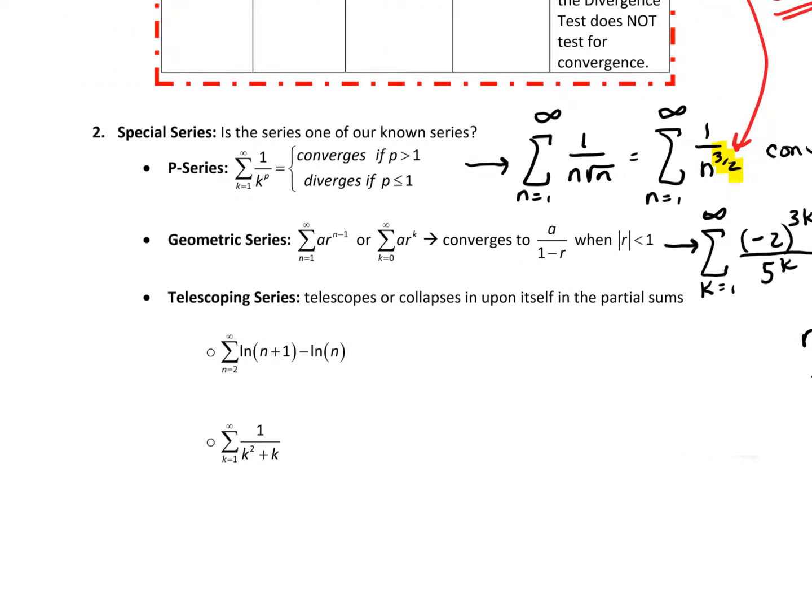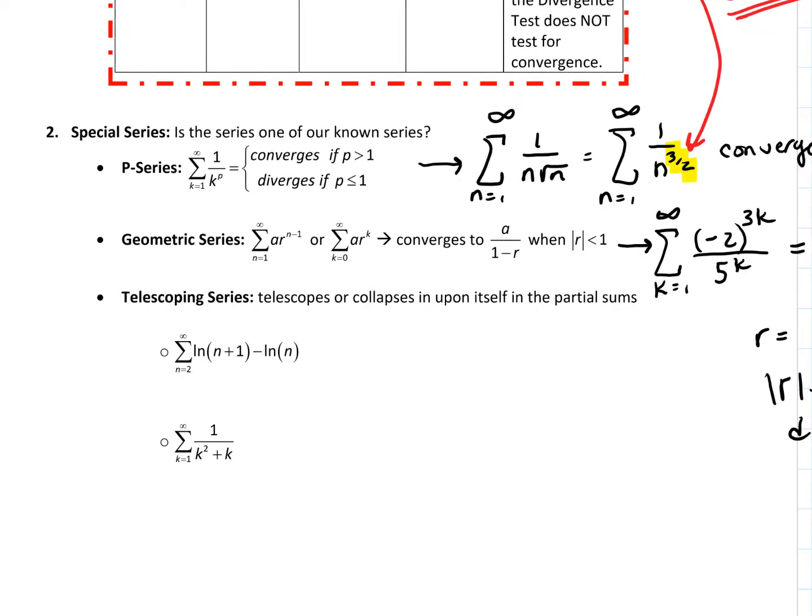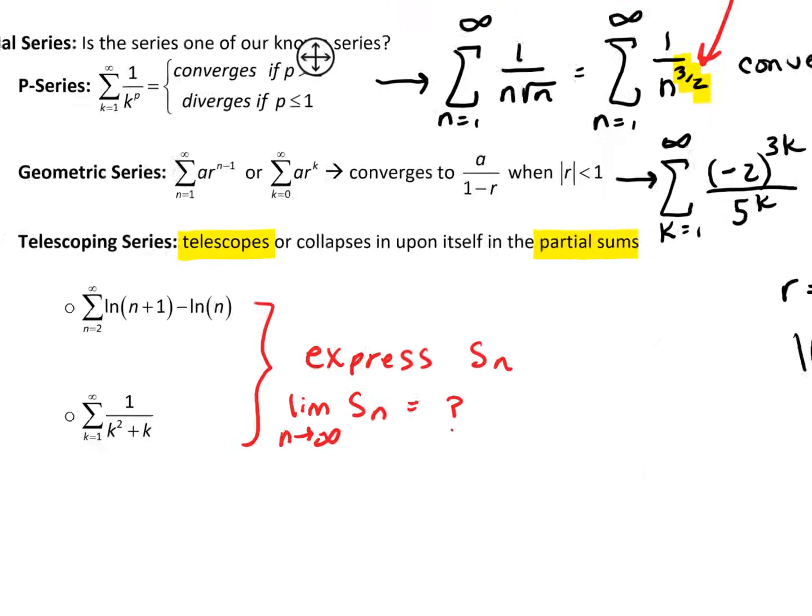All right. And then there are some examples of telescoping. So does it telescope? And if it telescopes, remember, we look for the partial sum. So if we have a telescoping series, we come up with a way to express the partial sums. So we express S sub n, and then we take the limit as n approaches infinity, and we figure out if that has a limit. Okay, so those were our special series.